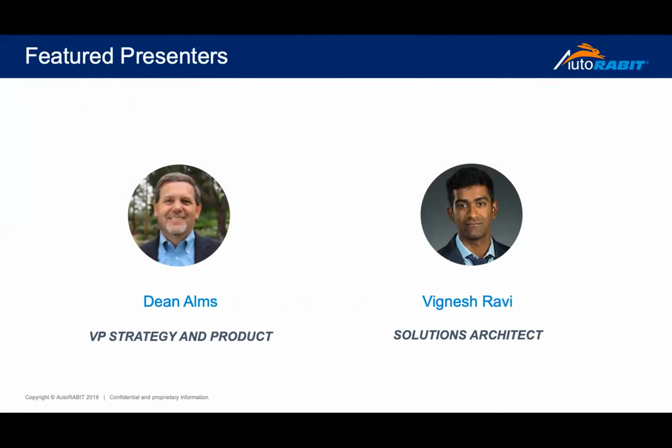And to introduce you to our speakers today, joining us we have Dean Oms. Dean is our VP of Strategy and Product at AutoRABIT, and Vignesh Ravi. Vignesh is a solutions architect for AutoRABIT. Dean's going to walk us through the 5 must-haves for backup and restoring your Salesforce data. Then Vignesh is going to go live and give us a demo showing some of the use cases related to those 5 must-have capabilities. And then finally, like I mentioned, we're going to open it up for a Q&A session. So please go ahead and type in your questions as you think of them. And with that, I'm going to hand it over to Dean.